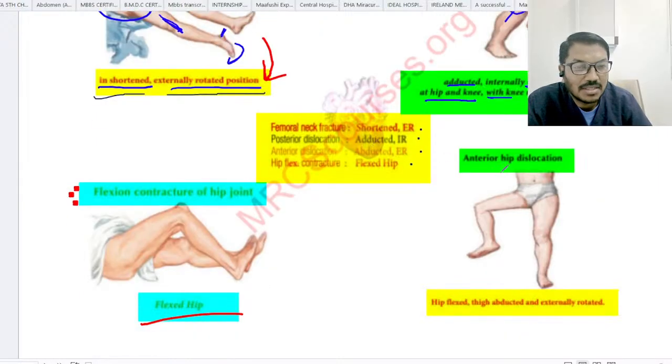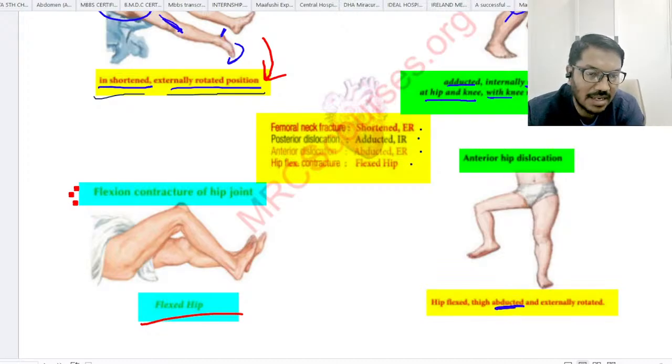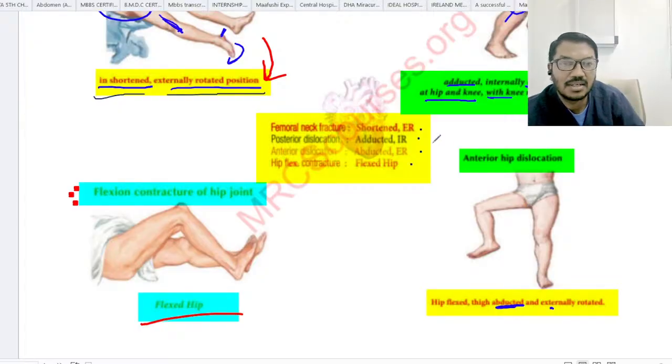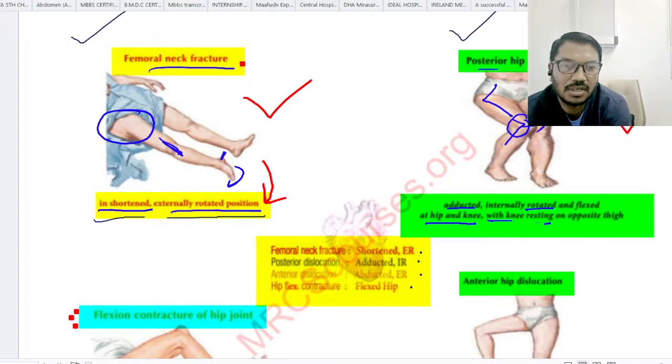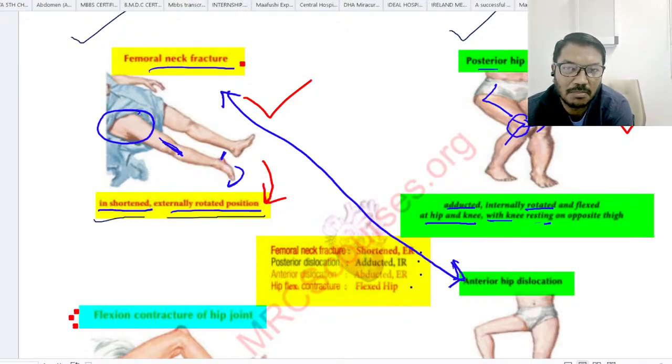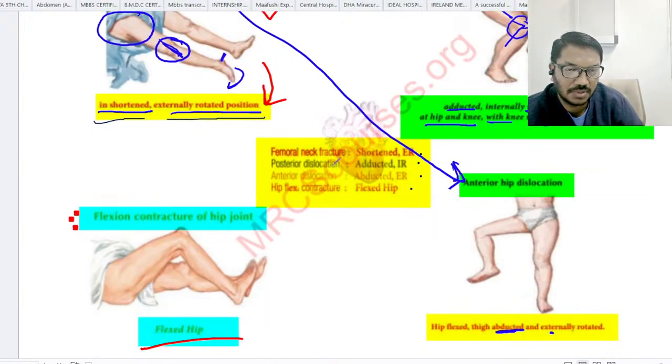Now anterior hip dislocation will be opposite. The hip will be abducted and externally rotated. With anterior hip dislocation and femoral neck fracture, what is the difference? Both are externally rotated, but the position of the knee: in femoral neck fracture it is extended, and in anterior dislocation it is flexed. This is the difference. Good.